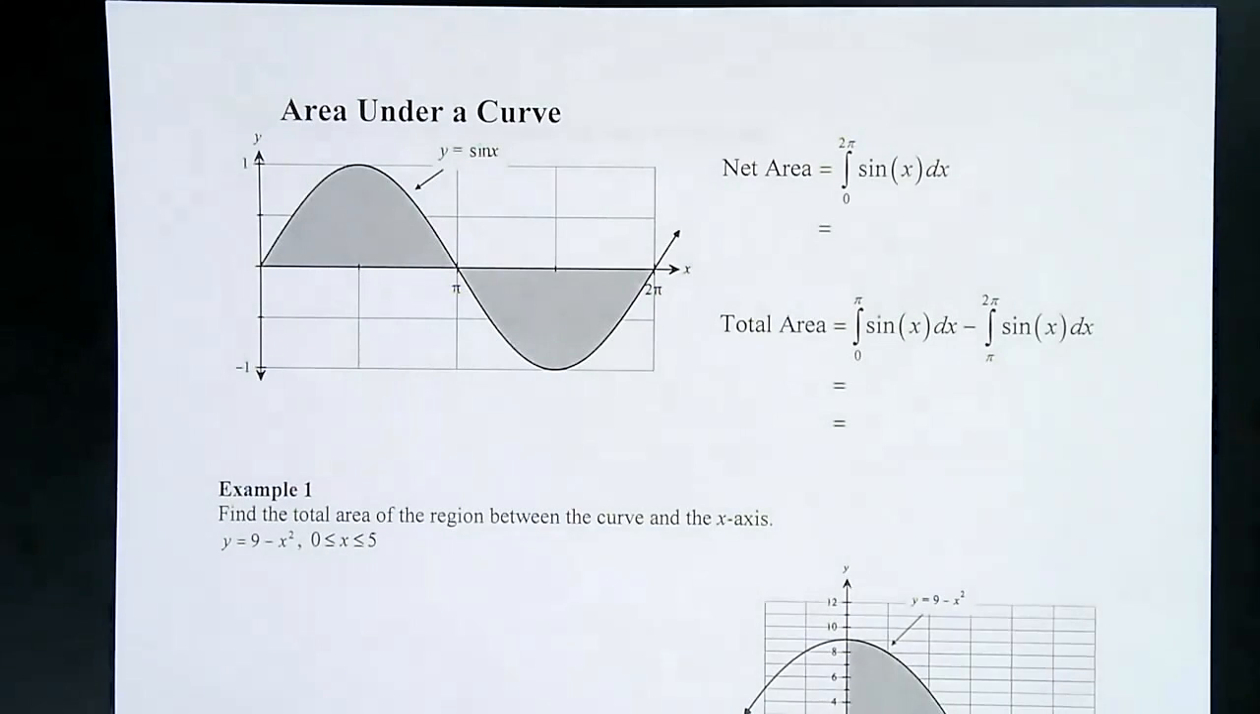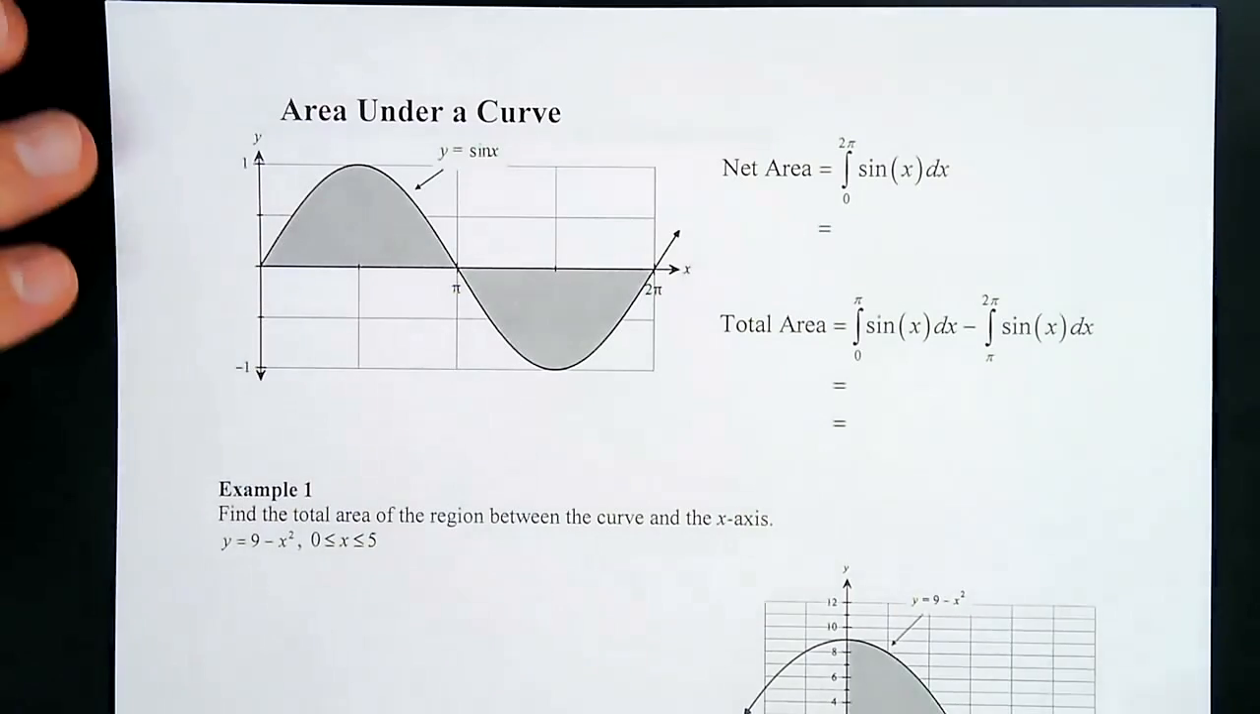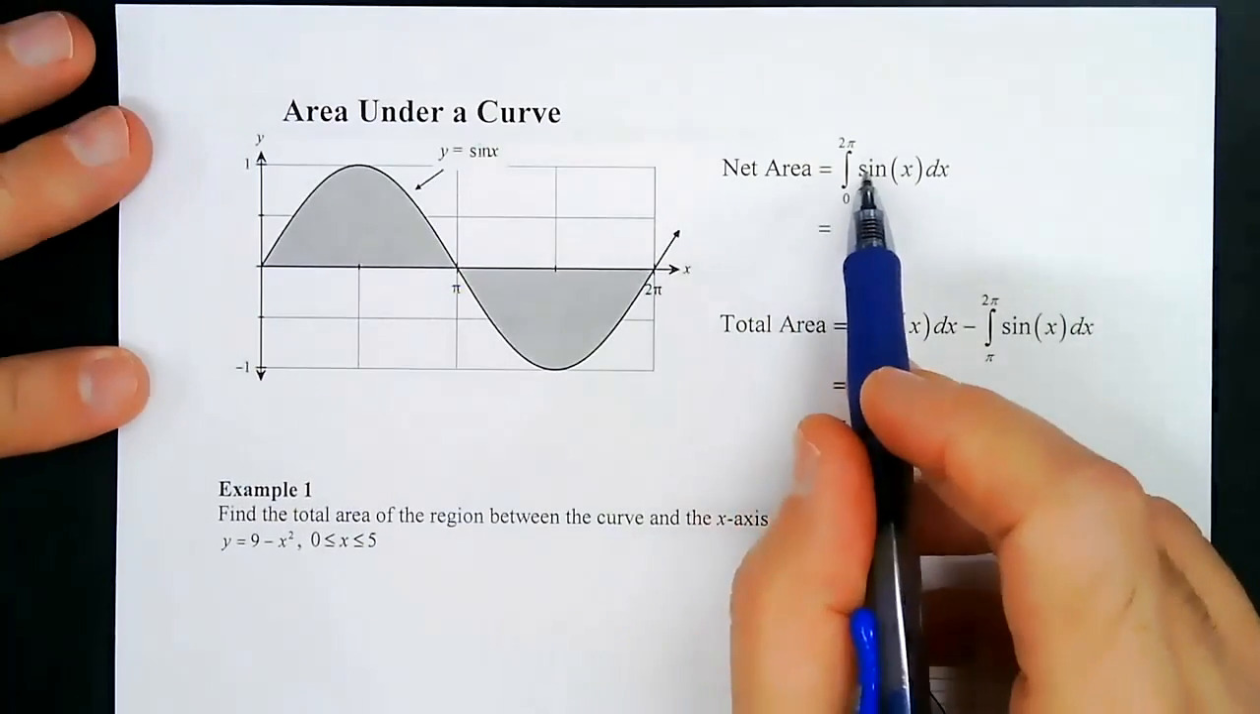Today we're going to talk about area under a curve, and there's actually two different types of area, and you have to be aware of them, okay? There's what's called net area and also total area. Total area is also considered area, okay? So net area is an integral, all right?